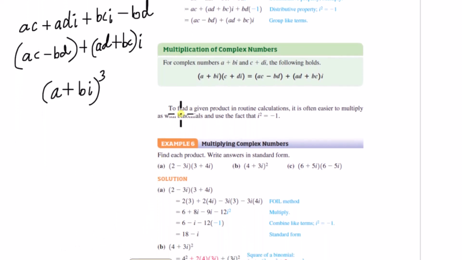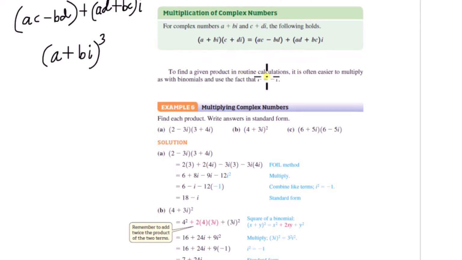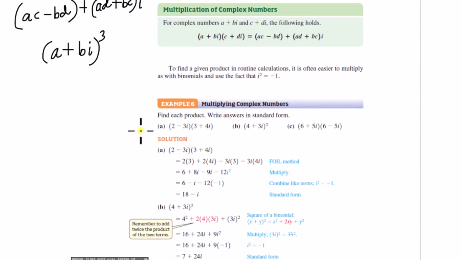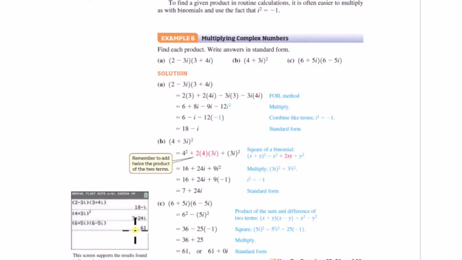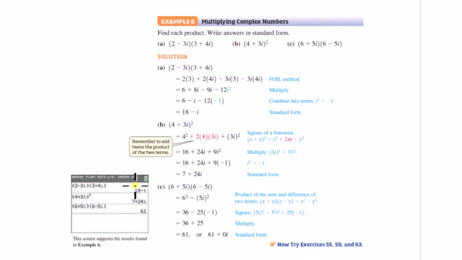Okay. So to find a given product in routine calculations, it is often easier to multiply as with binomials and use the fact that i squared is equal to -1. Yeah, 100%. You don't need to memorize these formulas here at all. You just treat i like it's any other number. Like it's a variable x, but it's not actually a variable. It's this symbol that has this actual meaning to it. All right, so they work some example problems here of multiplying complex numbers. In the next video, we're gonna work a bunch of examples, but let's take a look at this multiplication.